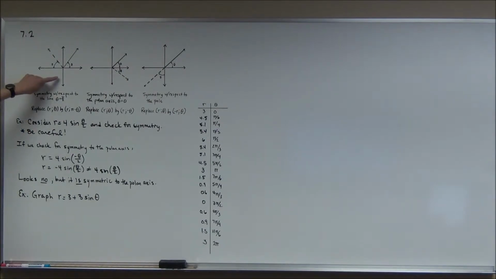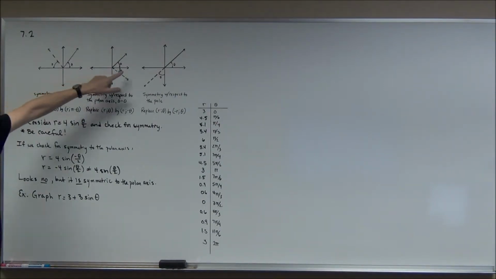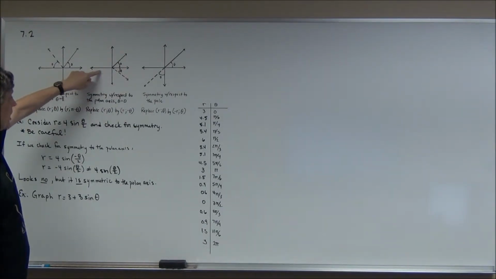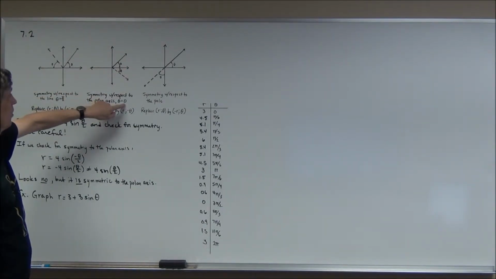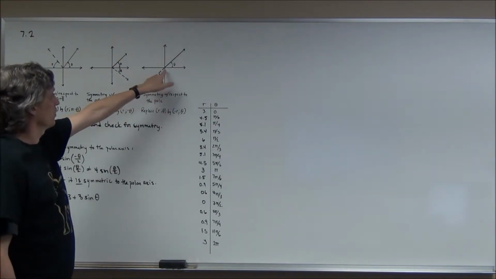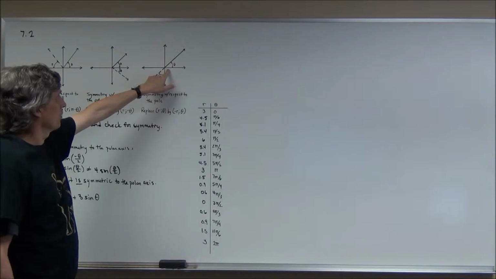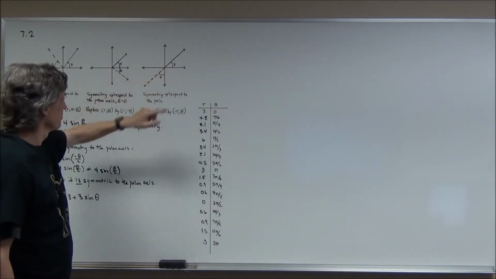Now, I've got three drawings here. I've got a drawing where we have symmetry with respect to what looks like the y-axis, but it's the line theta equals pi over 2. Then we have symmetry with respect to what looks like the x-axis, but that's the polar axis, that's theta equals 0. And then we have symmetry with respect to what looks like the origin, but we're not referring to this as the origin on polar graphs, this is the pole.